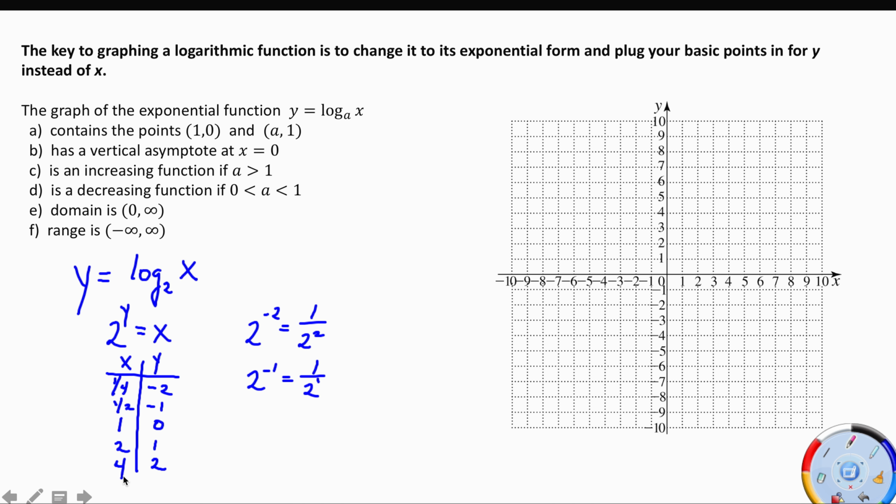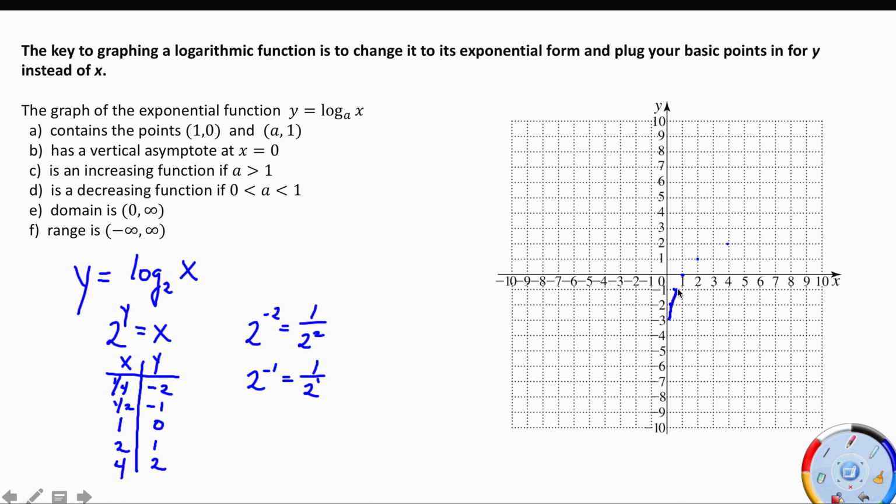2 squared is 4. And I have my points to plot. If x is 1/4, y is negative 2. When x is 1/2, y is negative 1. When x is 1, y is 0. When x is 2, y is 1. And when x is 4, y is 2.